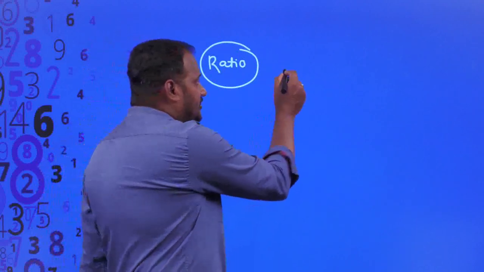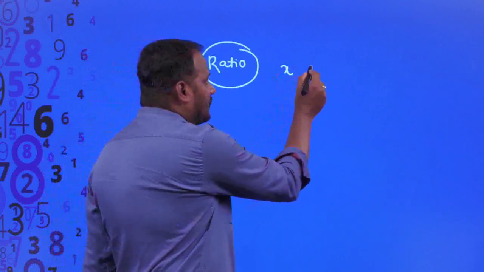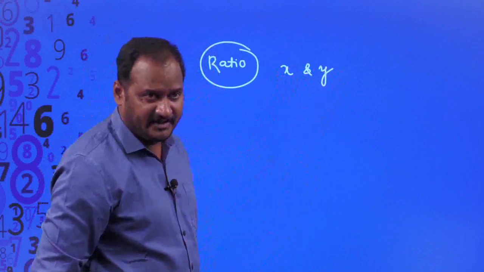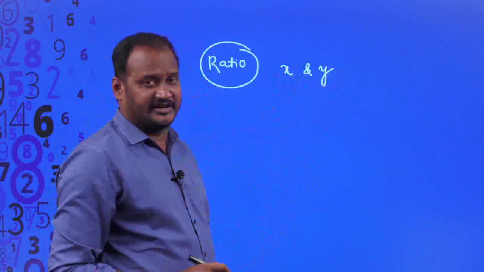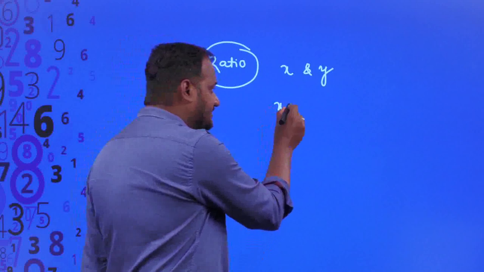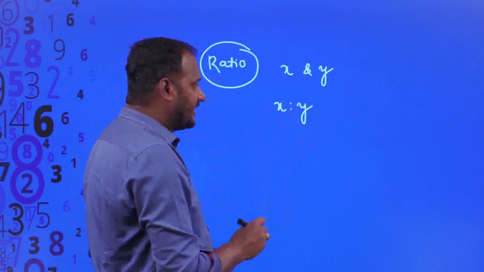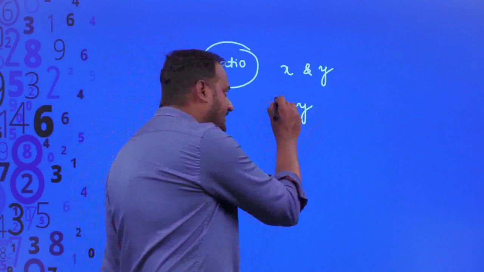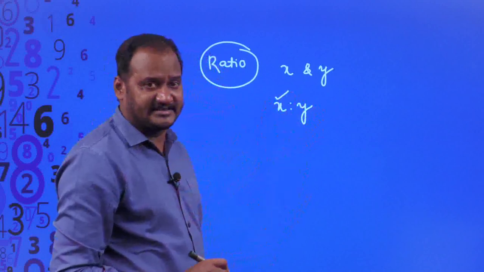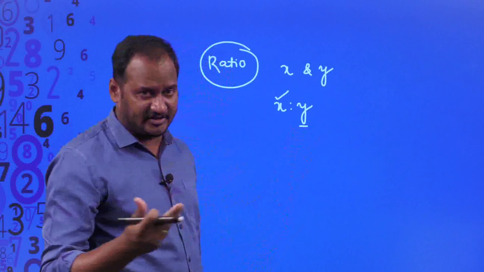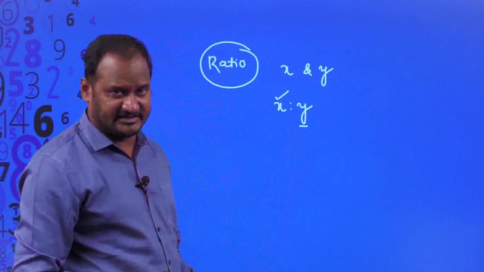For example, two terms are x and y, these two being quantities of the same kind. Then the ratio between these two quantities is indicated by x is to y. In this x is to y, the first quantity x is said to be the antecedent and the second quantity y is said to be the consequent. You already learned it in 8th class and 7th class itself.